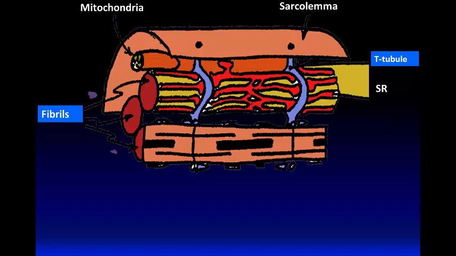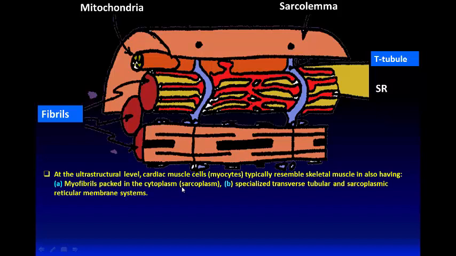This is again a cardiac muscle cell, a contractile cardiac muscle cell, a mechanical cell, a working cell, or a myocyte. And at the ultrastructural level, the cardiac muscle cells, the myocytes, typically resemble the skeletal muscle fibers in also having myofibrils, which are packed in the sarcoplasm. The myofibrils are composed of sarcomeres.